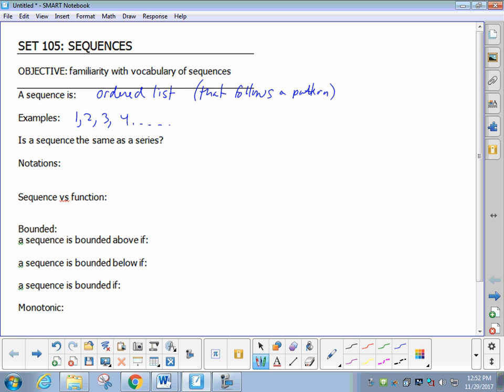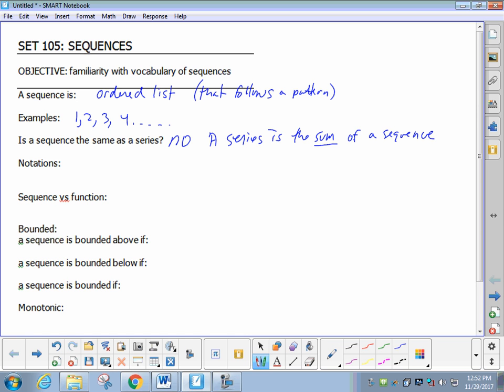Now it's important that you think. When I ask, is a sequence the same as a series, the answer is a big fat no. A series is exactly the sum of a sequence. A series is the sum of a sequence.